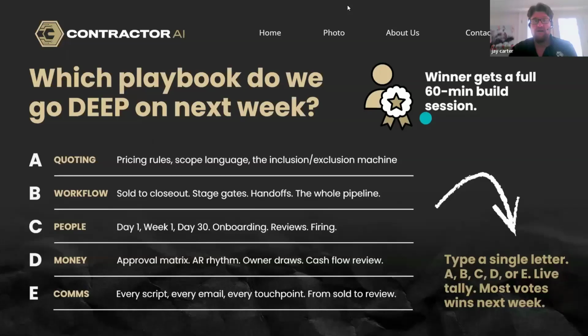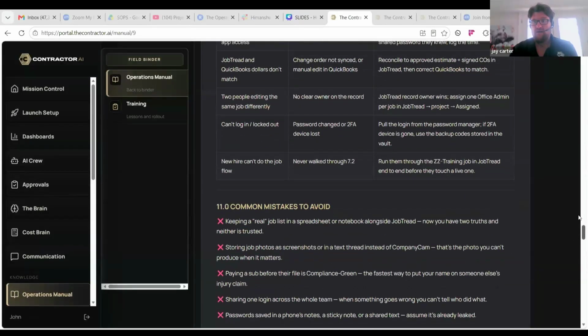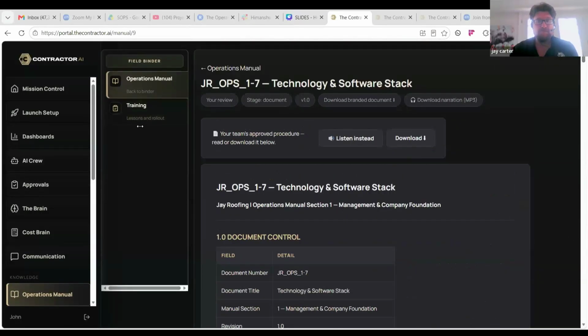I'm going to share my screen. Let me see if you guys can see this. You guys see my screen here? You should see mission control. Yeah? No? Let me just reset here. Okay, you should be able to see my mission control right here.